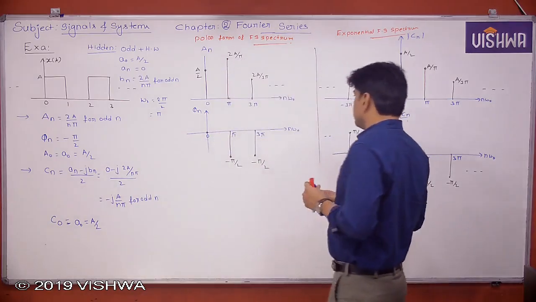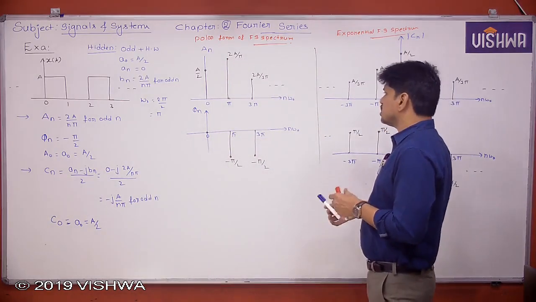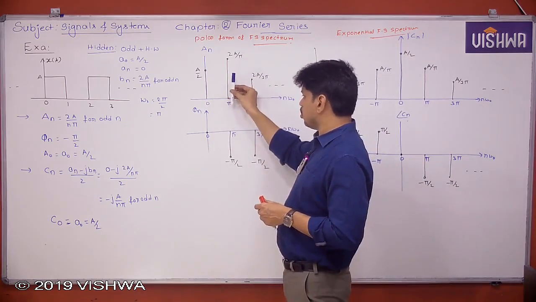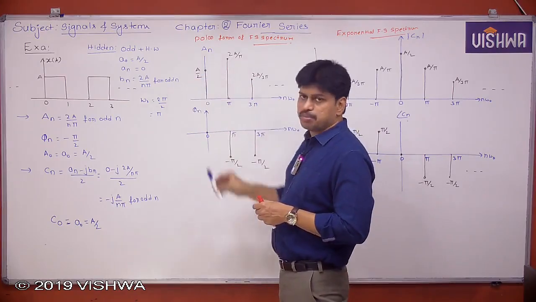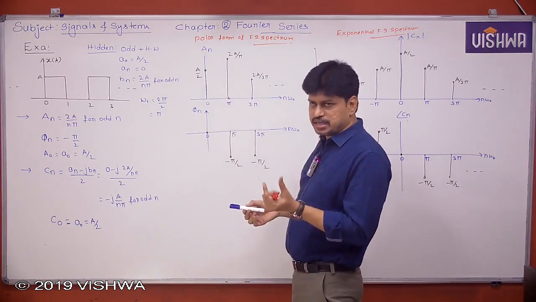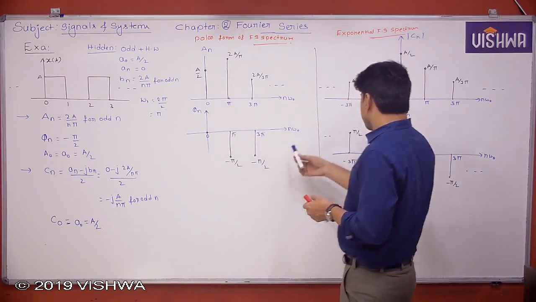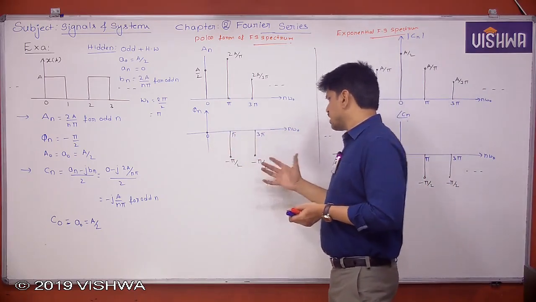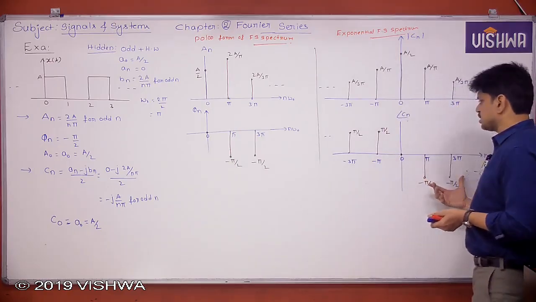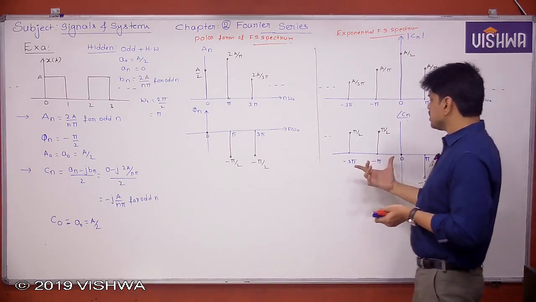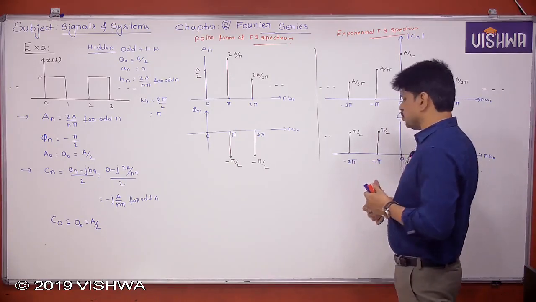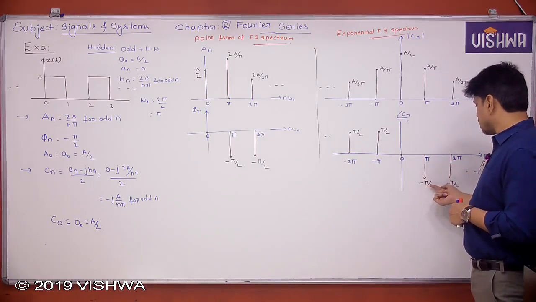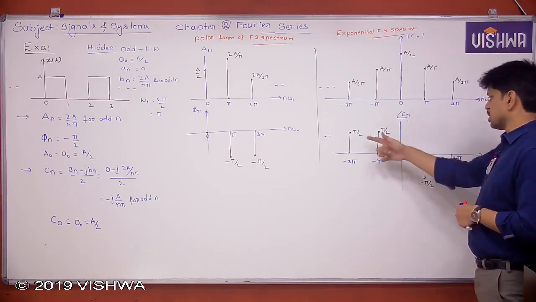So I can say the magnitude is divided into two parts except at 0, and one is placed at omega naught, another one is placed at minus omega naught, meaning positive frequency and negative frequency. Coming to the phase, if you observe carefully, the positive frequency phase is exactly the same. The negative frequency phase is the negative of the positive frequency phase: minus pi by 2, plus pi by 2, and so on.